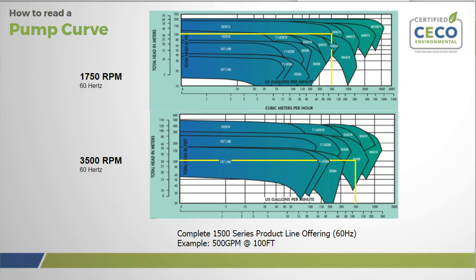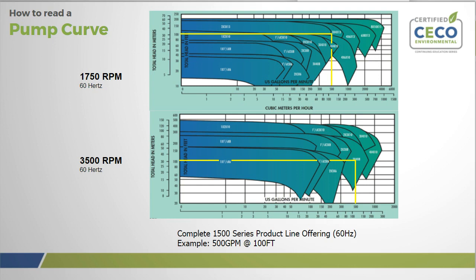Just like the pump curve before, we're showing the flow on the x-axis and the total head in feet and meters on the y-axis. What we're trying to show here is the example of 500 gallons per minute at 100 feet. So this is our design point. It's called a number of different things: operating point, design point. But we're shooting for 500 gallons per minute at 100 feet.